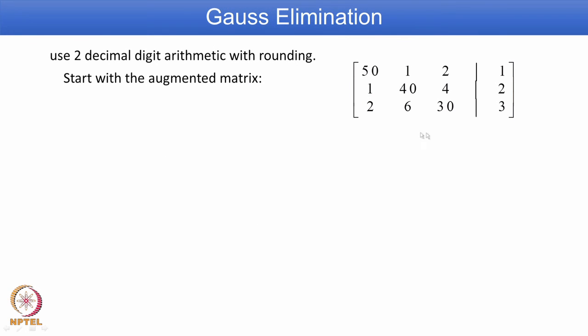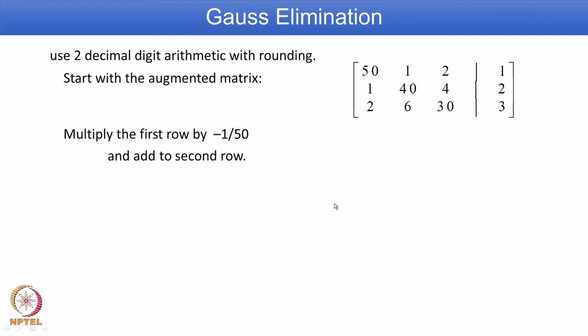The coefficient matrix is written along with the augmenting right side values 1, 2, 3 as shown here. We do a few arithmetic operations, and we decide to have 2 decimal accuracy. So we start with the augmented matrix as shown here. For the first operation, multiply the first row by minus 1 by 50 and add to the second row.